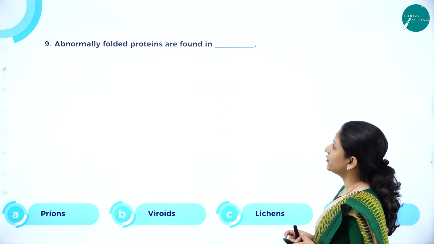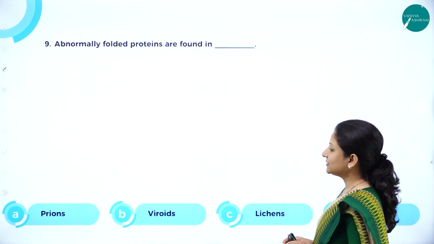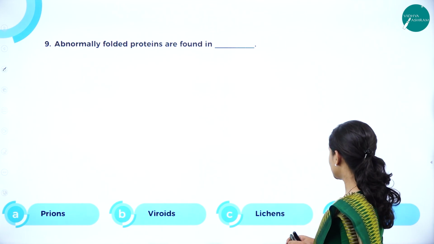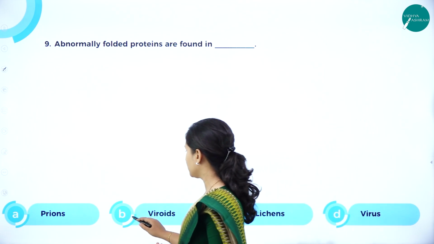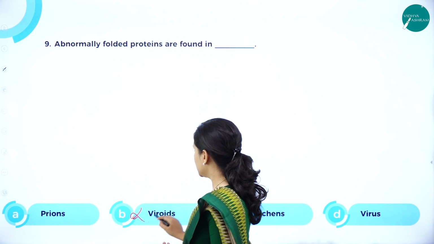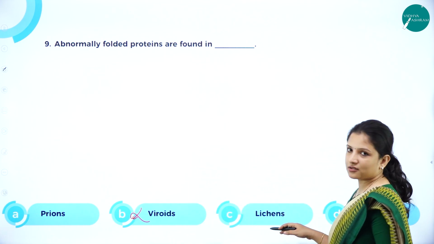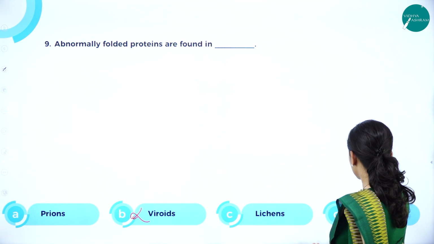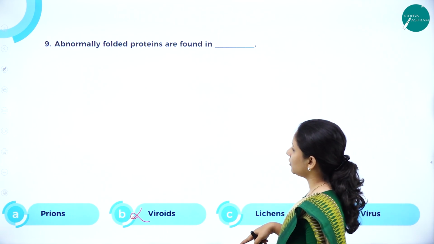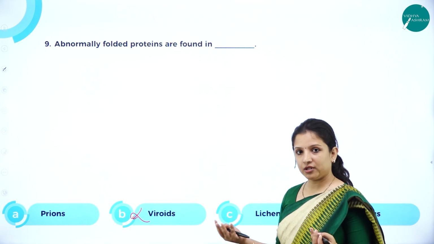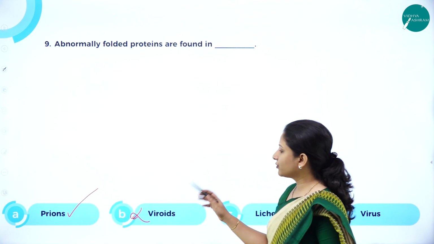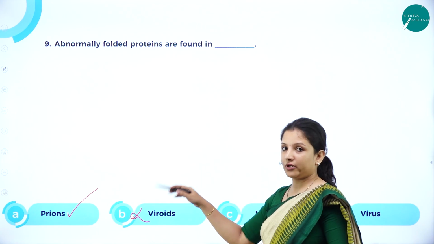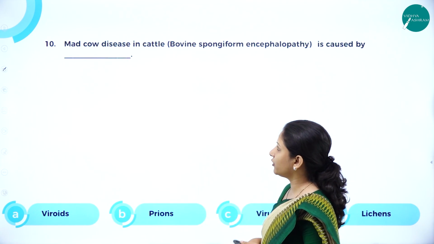Next, abnormally folded proteins are found in. Is it prions, viroids, lichens or viruses? Viroids, they don't have protein at all because they don't have a protein coat. So, the answer is wrong. Lichens, no, they don't have a protein coat. Viruses, they have a protein coat, but the protein is not abnormally folded. It is prions which have a protein coat, but the protein is folded abnormally. So, the answer is A, prions.